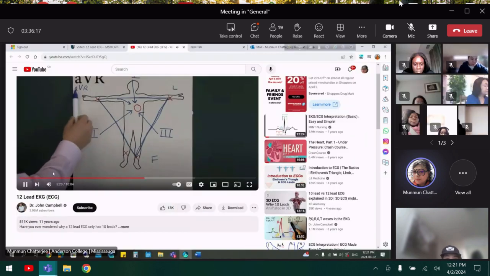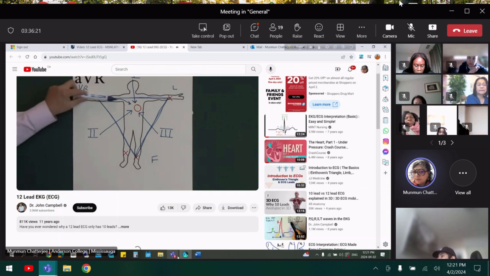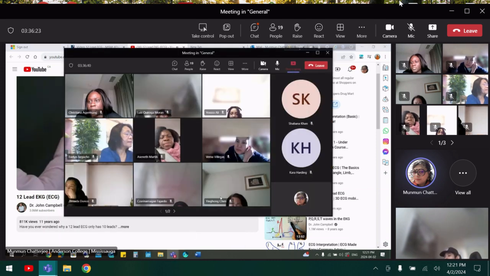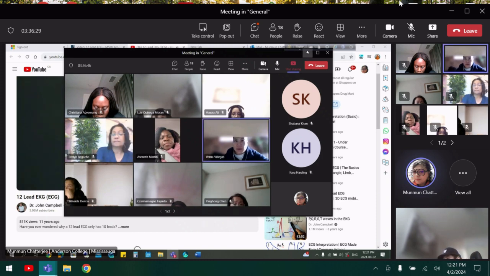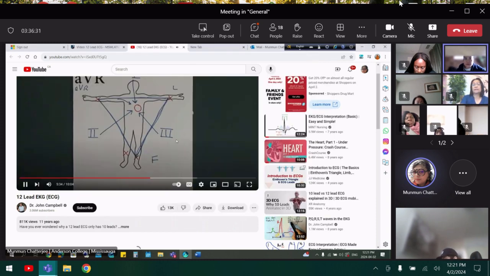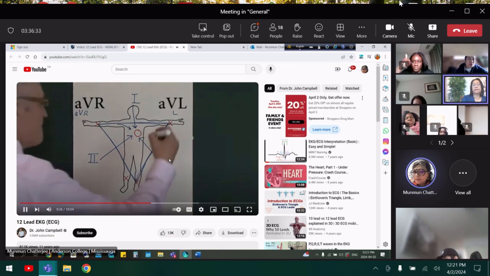So it's augmented voltage right, looking at the heart from this side. And this is just a one pole view. It's a unipolar electrode. You can see, right? Yes, ma'am. And the next one after AVR is AVL.